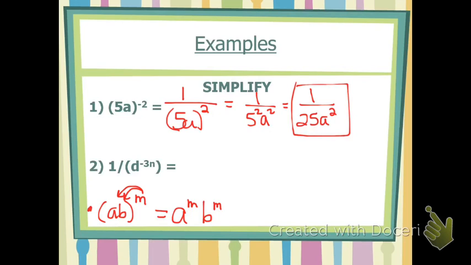All right, and we've got one more here. We've got a negative exponent in the denominator. D raised to the negative 3 is in the denominator, which means it moves to the top of the fraction and looks like that.